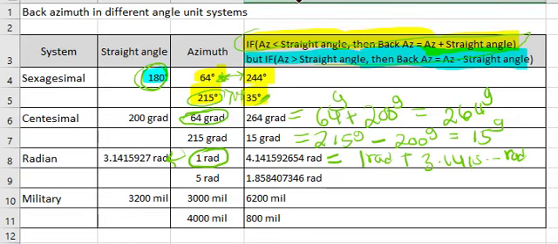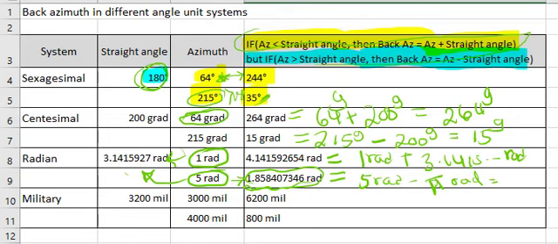Now, if the azimuth was 5 radians, which is more than the straight angle, then we subtract. So here, when we want to calculate the back azimuth, this equals 5 radians minus pi radians, and this will equal what we have here as 1.885, etc.